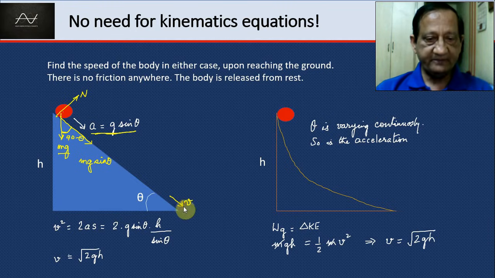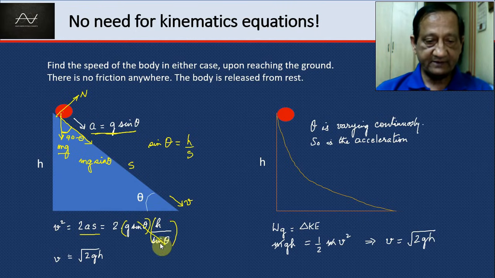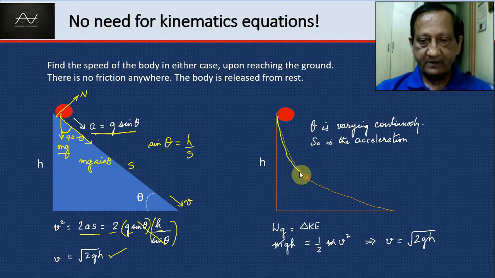So what is the speed? Let us call this s. v square equal to 2as. Acceleration is constant, hence we can use this. u is 0, a is g sine theta. s is what? Sine theta is equal to h by s. So s is h upon sine theta, sine theta cancels. v square is equal to 2gh and v is equal to root 2gh. Kinematics.